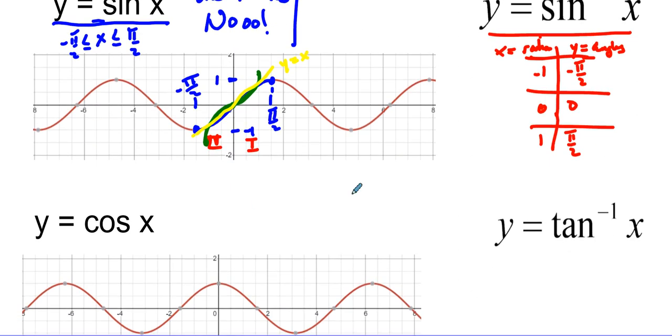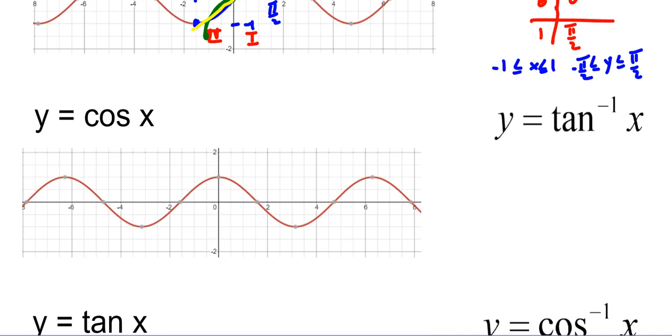So for our ratios, we know that the domain of inverse sine is going to be from negative 1 to 1, and the range is going to be all values between negative pi over 2 and pi over 2.